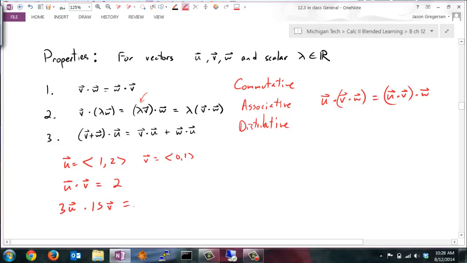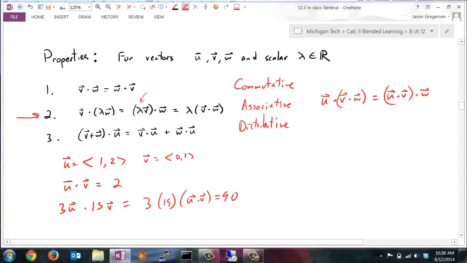Well, I can use my properties. I don't have to actually multiply u by 3 and multiply v by 15. This property right here says essentially I can factor out my scalars. So I can rewrite this as 3 times 15 times u dot v. Or 45 times that dot product. But the dot product is just 2. So I can just do this as 90. So those are the kind of computations I can do using that property.